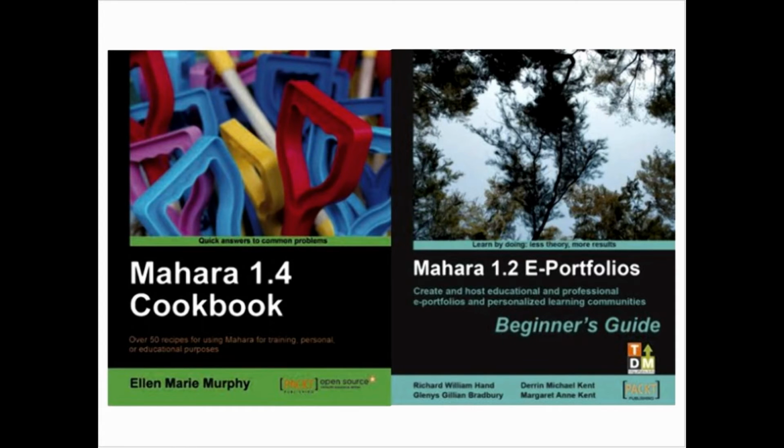And something that we are also very proud of is that already 2 books have been published on it. The recent one is the one on the left, the Mahara 1.4 cookbook by Ellen Marie. This was released in September. It is available as regular paper book, but also as ebook, and gives you a very large number of ideas how to use Mahara in many different contexts. The first book that was published was on Mahara 1.2, which is a beginner's guide and can still be used also for ideas of how to use Mahara with users.